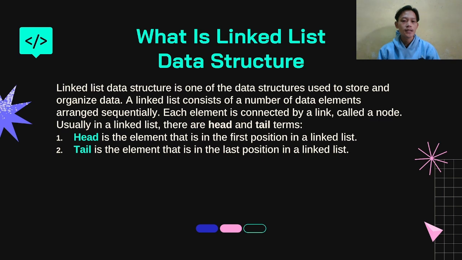Actually, in a linked list there are head and tail. One, head is the element that is in the first position in a linked list. And two, tail is the element that is in the last position in the linked list. So head is in the first position and tail is in the last position.